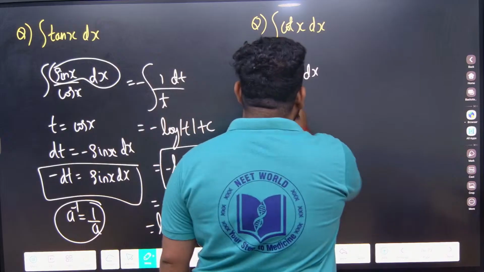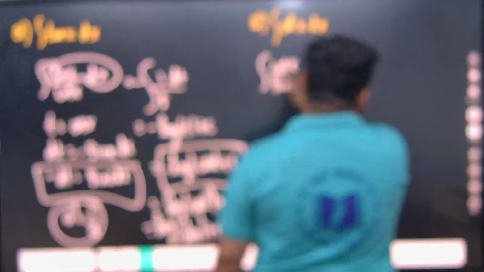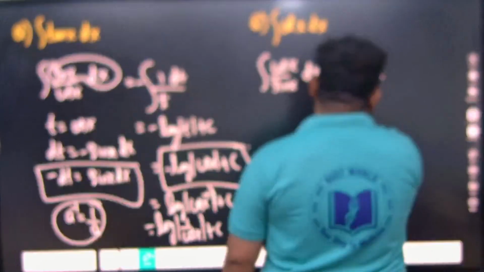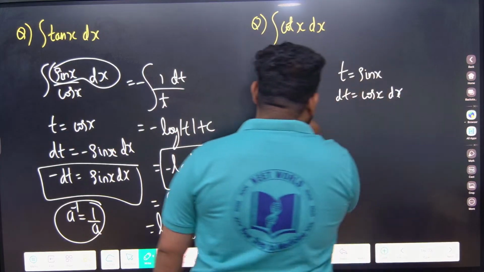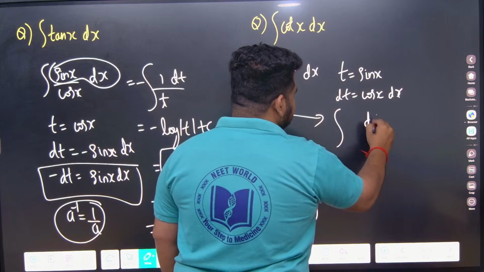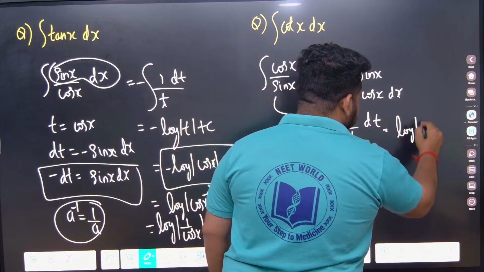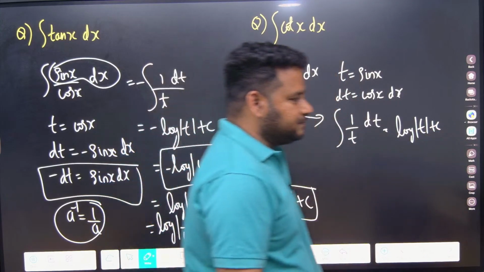Now let us see this one, integral of cot x. Here what can I take as t? The denominator, same as the previous one. Put t is equal to sin x. dt will become cos x dx. Now this will transform into integral of dt by t. So this will become log mod t plus c. Integral of 1 by t is similar to the previous question: log mod t plus c.